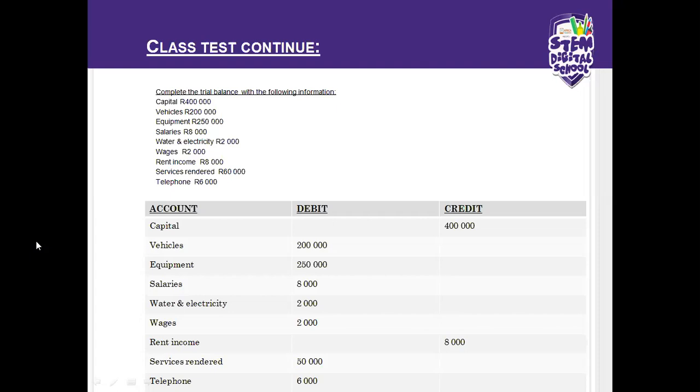And so the same with equipment, 250,000. Okay, equipment is also an asset, so also in the debit column. Salaries, 8,000 rand in the debit column. Why? Because you pay the salaries, so it's an expense. And think again of Lady Adelette, expenses are always on the debit side.